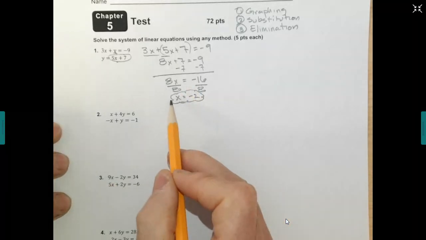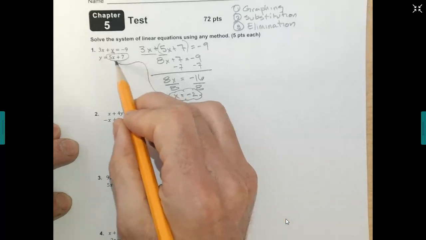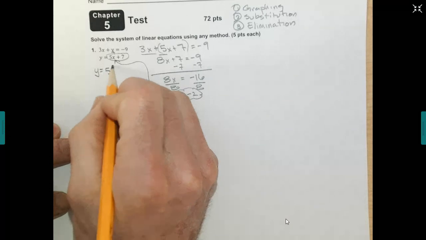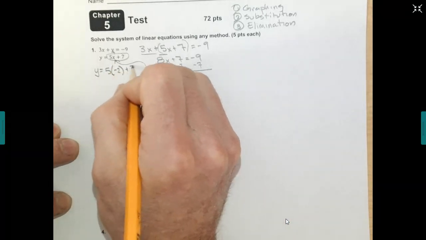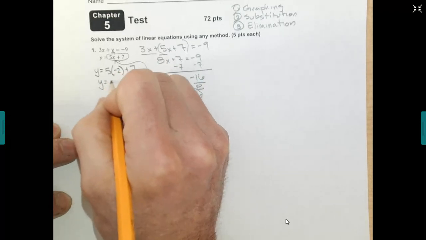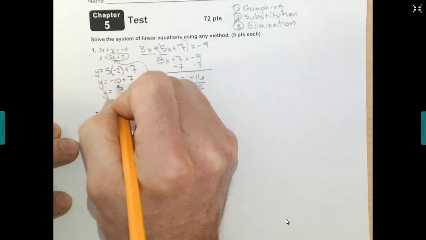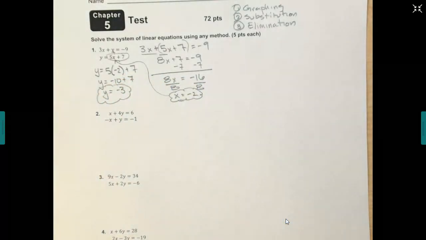So I'm going to plug that x equals negative 2 right back in here for x. So y equals 5 times my x value, negative 2, plus 7. Y equals negative 10 plus 7. Y equals negative 3. So I now have my answer: negative 2, negative 3.